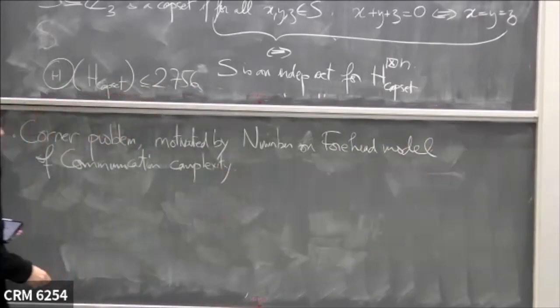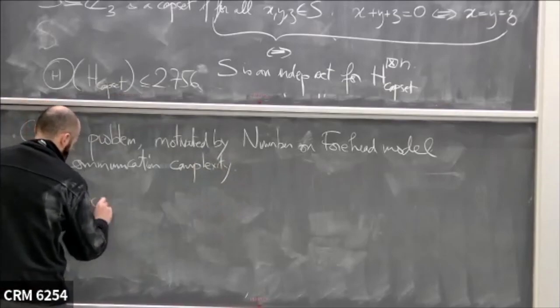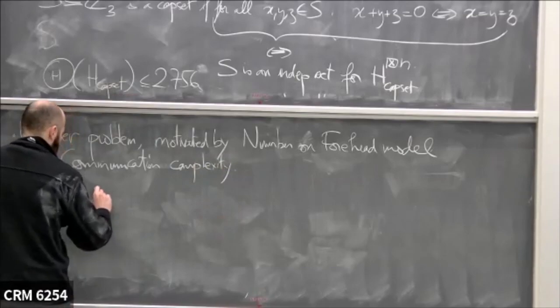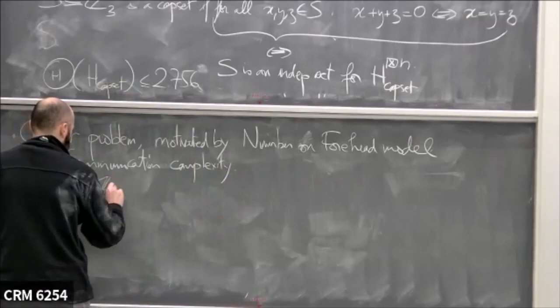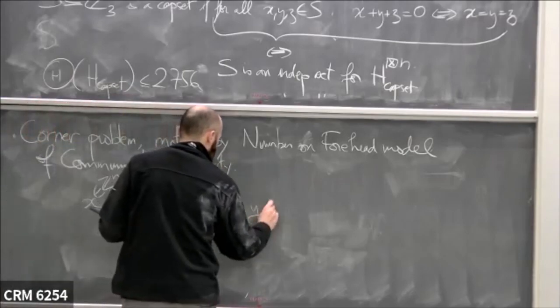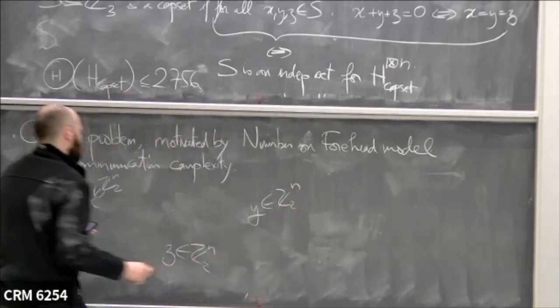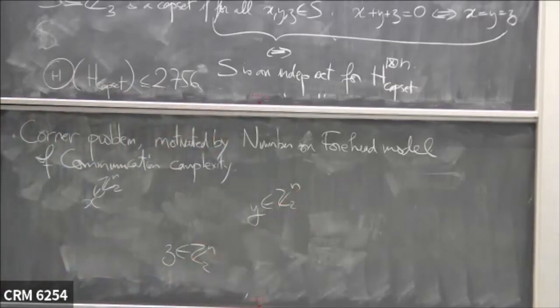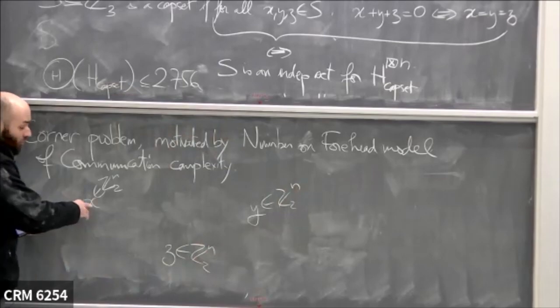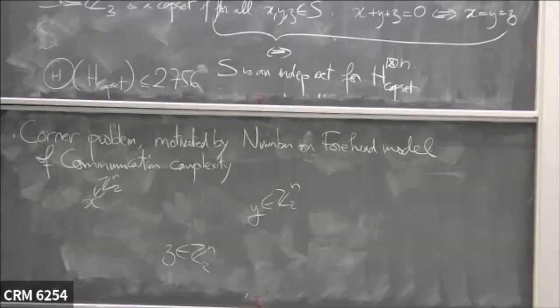So what is this? We'll consider even a very specific problem. Imagine I have three parties, each with an input, which is a bit string of length n: Alice, Bob, and Charlie. Why is it called number on forehead? Because unlike what you might expect, each one has its own input, but each player sees the other two inputs, but not his own.